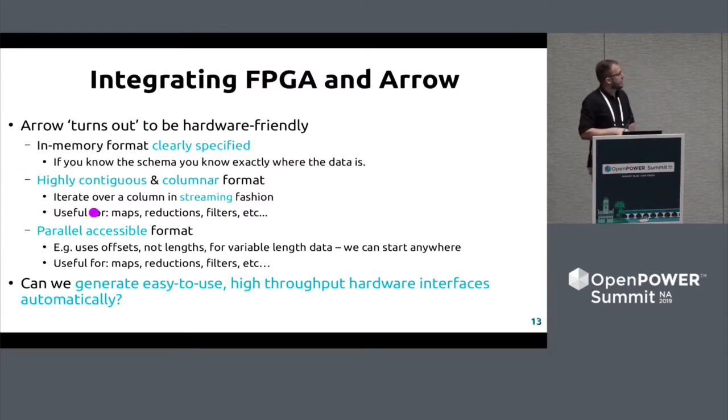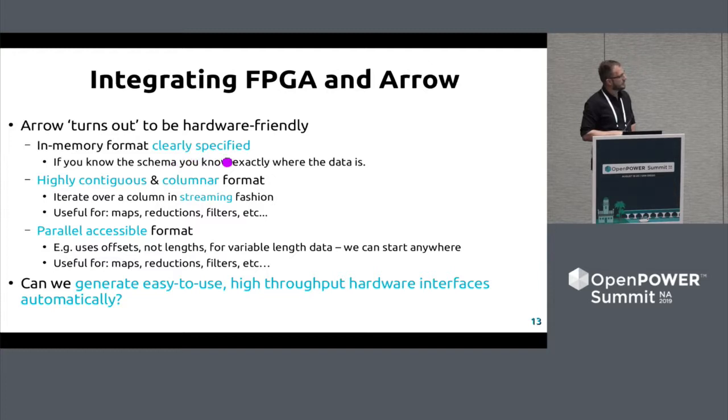So it turns out Arrow is very hardware friendly. Well, it turns out because it's been designed like that, of course. It's a clearly specified in-memory format. We cannot say this about many of the data formats that we can find in language runtimes. For example, in Java, there's no specification on how the data must look in memory. It only specifies what sort of information should be there, partially. So that's a big advantage.